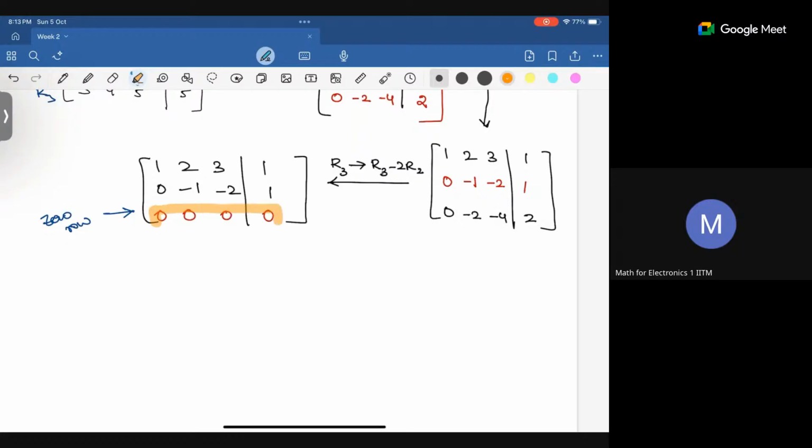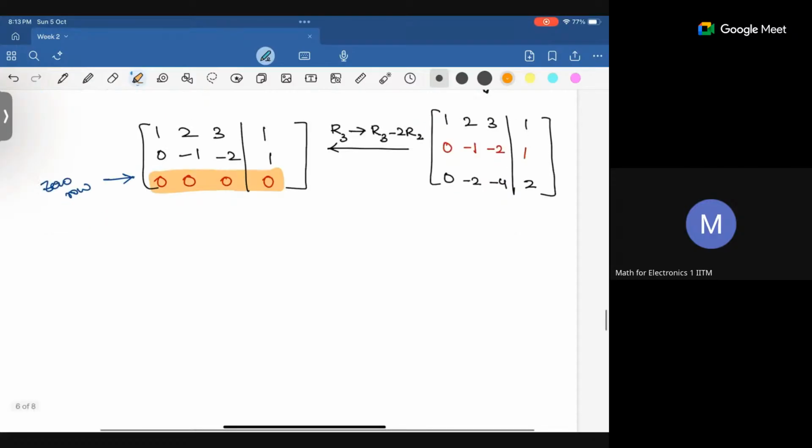Therefore, solution exists. So there is no case that solution does not exist. So solution exists. Now we have to check whether it is unique or not. So that's the only thing. Right? So solution exists. Now if I just see the above 2 rows, I have 2 equations and 3 variables.